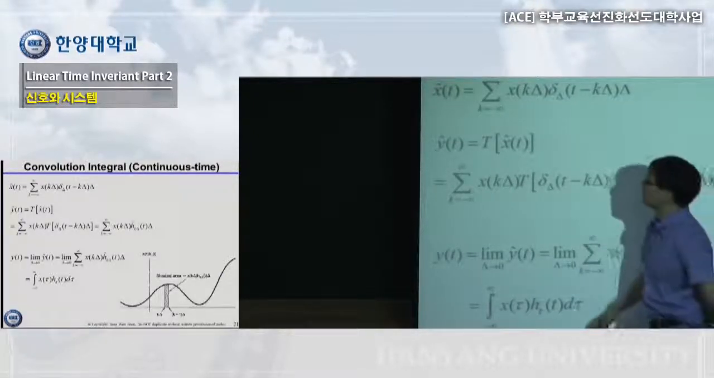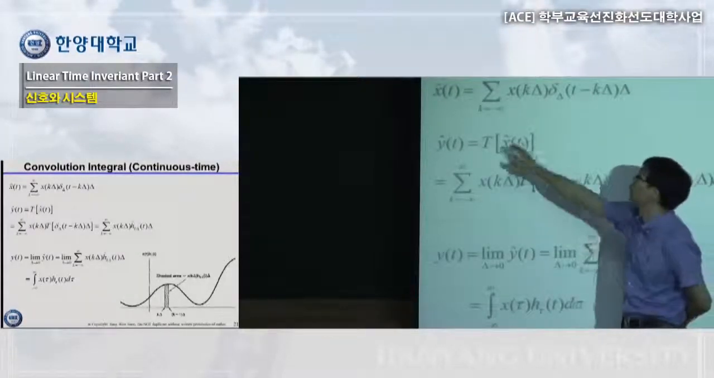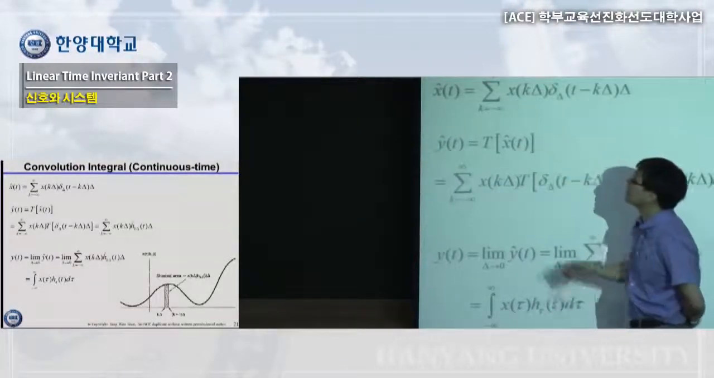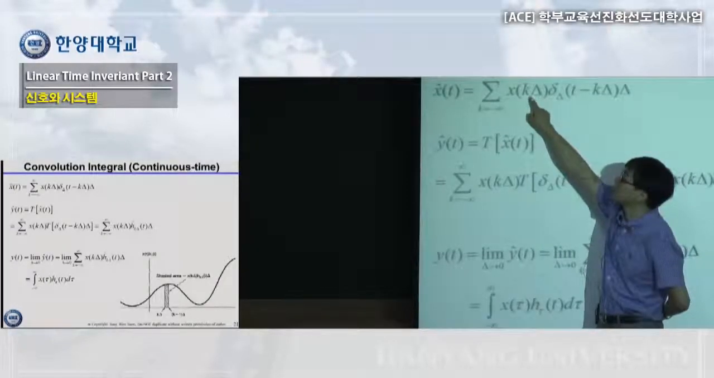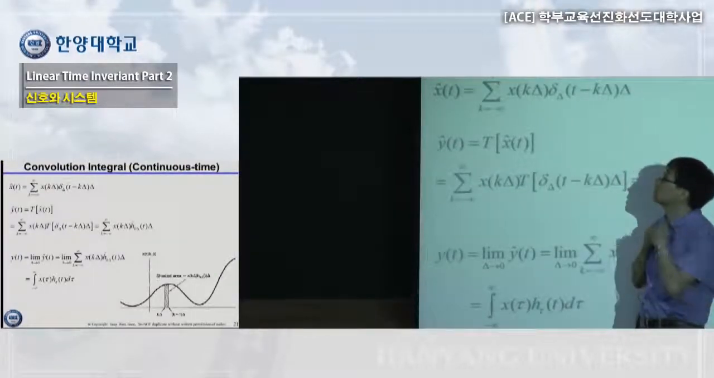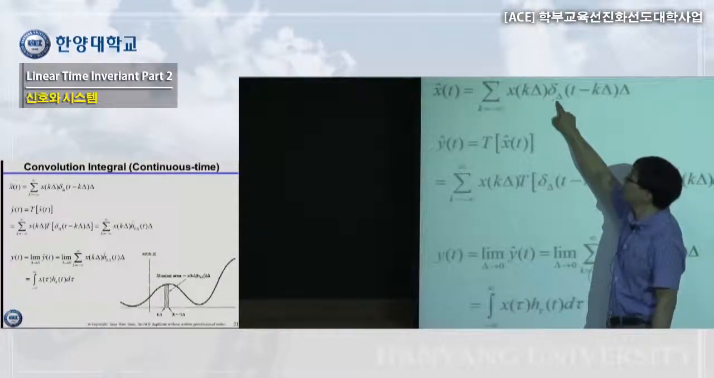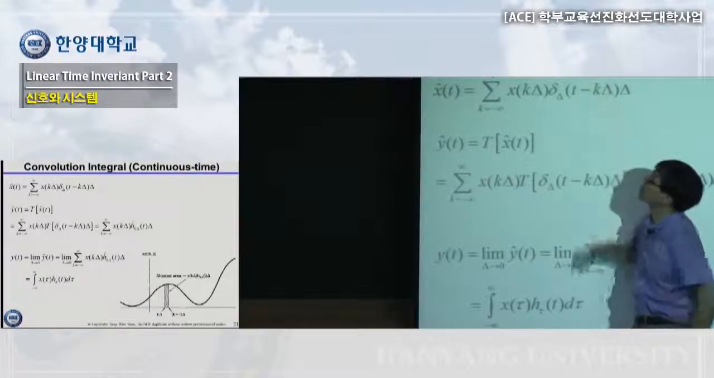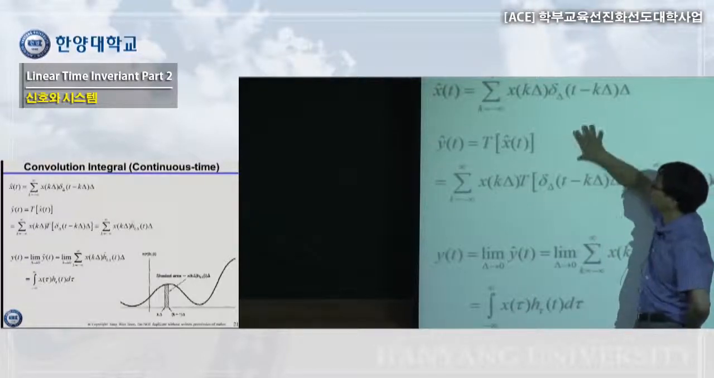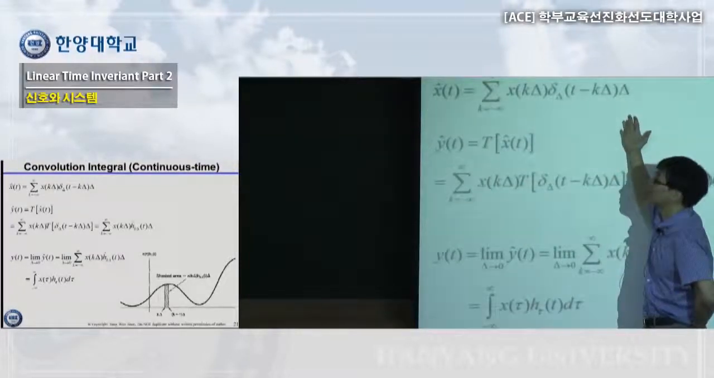Here, likewise, we also assume a linear time invariant system. We assume that we have a certain signal that is given like this. There is an interval delta, and k delta means the kth interval. We take the signal and multiply it by the delta function at that k delta, and we multiply by delta because we have to scale them. Assume that this is our input to a system.